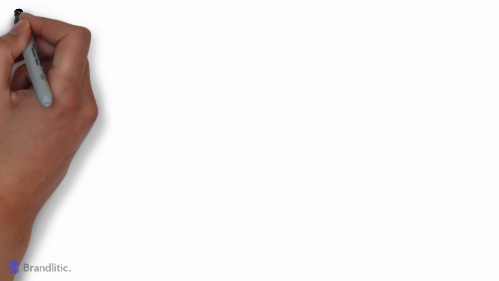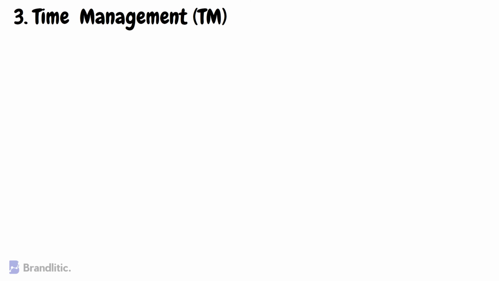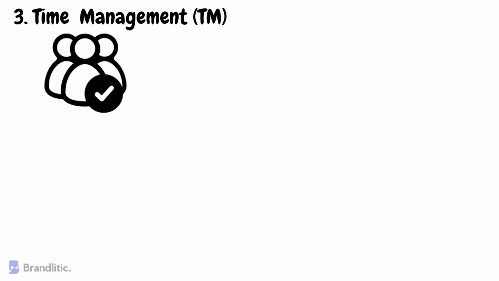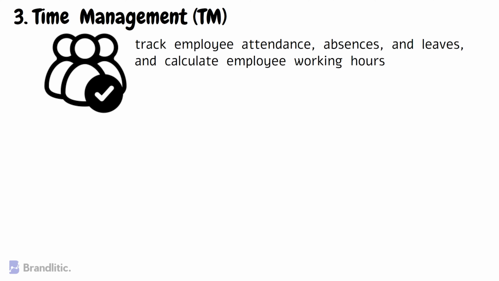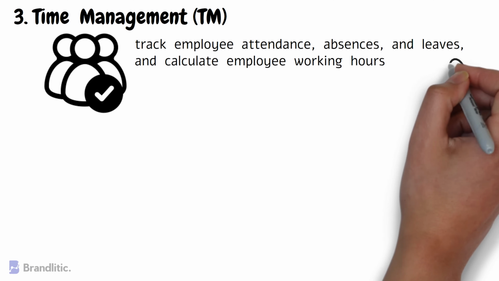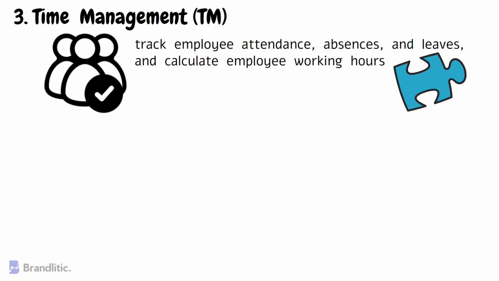Next, number 3. Time Management. This submodule is used to track employee attendance, absence, and leaves, and calculate employee working hours. Time management integrates with other SAP HCM submodules such as Payroll to ensure accurate and timely payment.